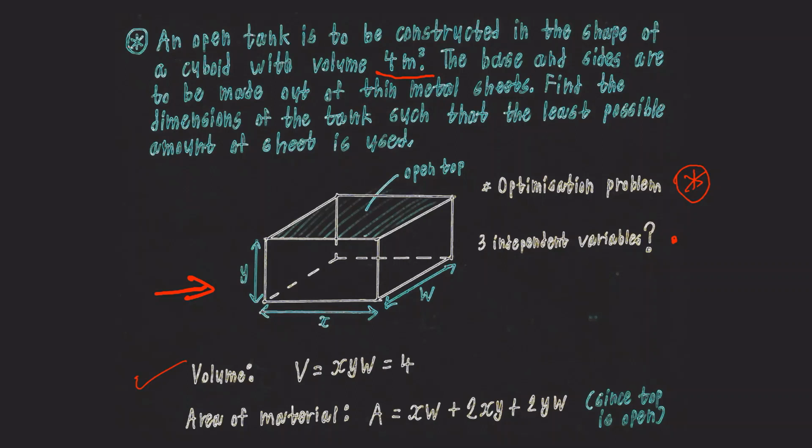So we have this equation here, and then the area of material, importantly, it's only the base and sides. The top is open, it's an open top container. So this shaded region here is open. So the area of material will pretty much be the surface area of the cuboid, except the top part will not be in there. So that's why there's only one set of XYs, there's 2 sets of XWs, and then 2 sets of YWs.